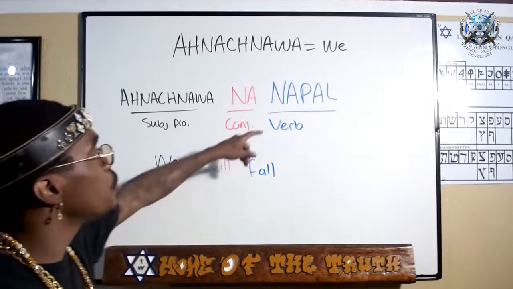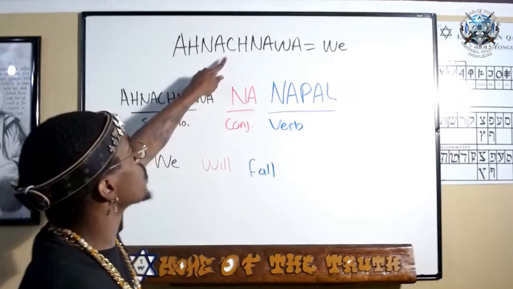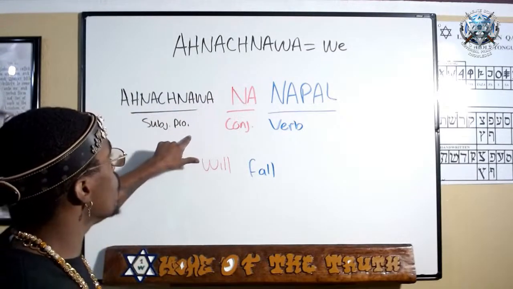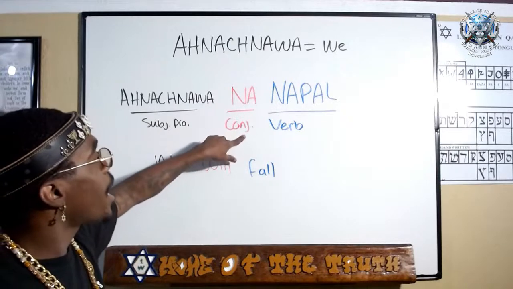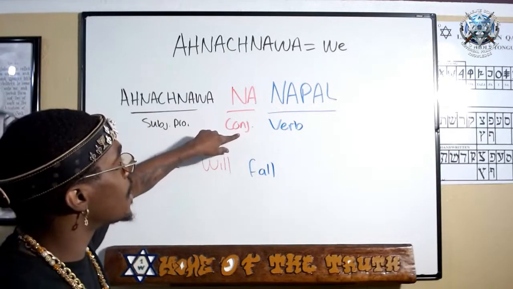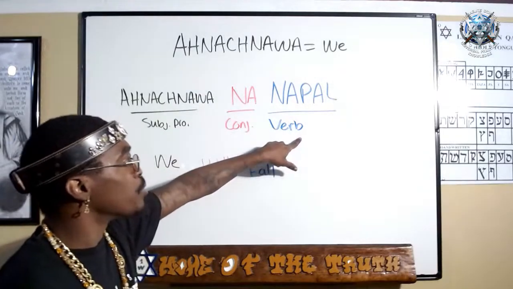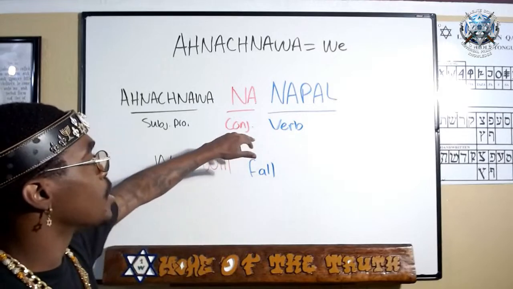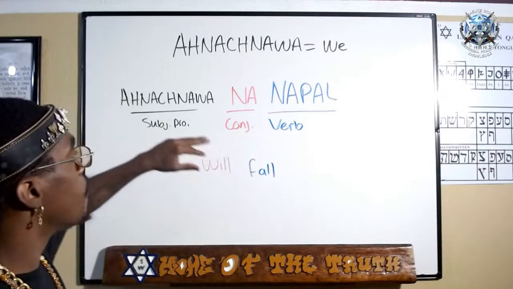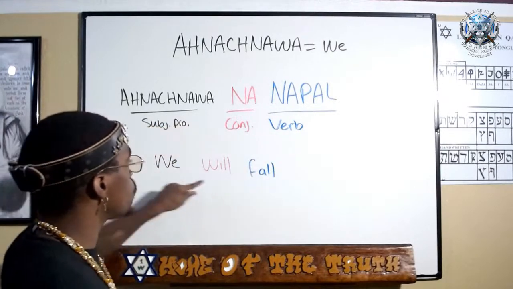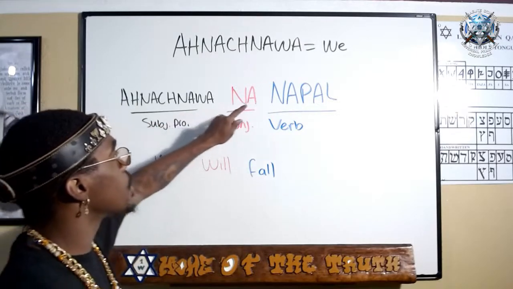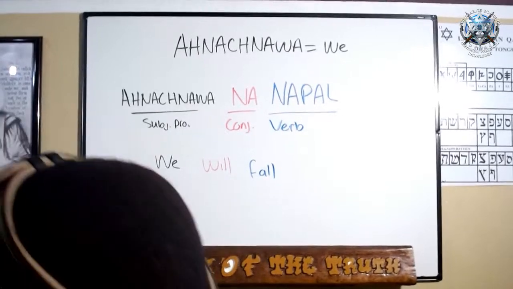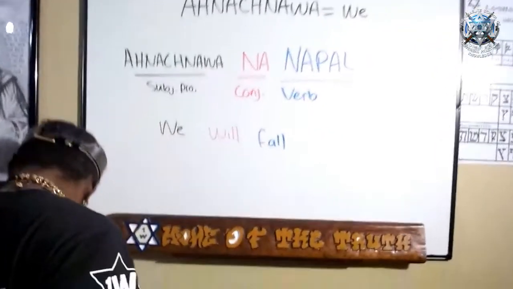All right, so whenever you're using anaknawa as your subject pronoun, you're going to have to use na at the beginning of the verb in order to conjugate. Na at the beginning of your verb makes it we will fall. Anaknawa na Nepal. Any questions so far?